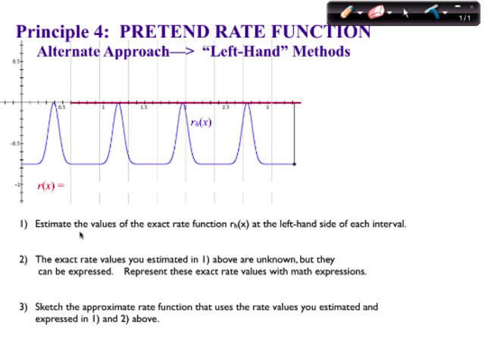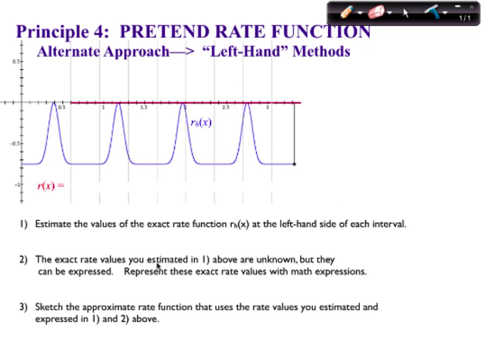So the first thing is you're going to estimate the values, and at the bottom of your sheet it says estimated values. So this is question 1. Estimate the values of the exact rate function, r sub h, that's the blue function, at the left side of each interval. So you're going to fill those blanks in with numbers, using the graph, estimating what those values are. The values of the exact rate, according to the blue function, on the left side of every interval.